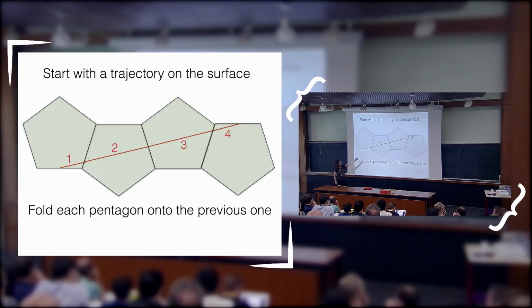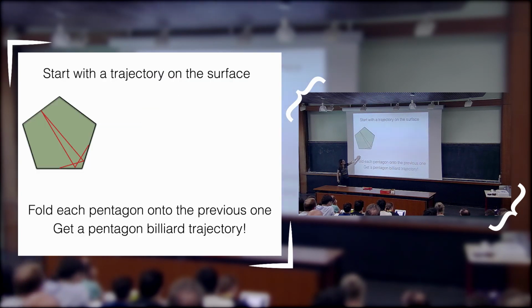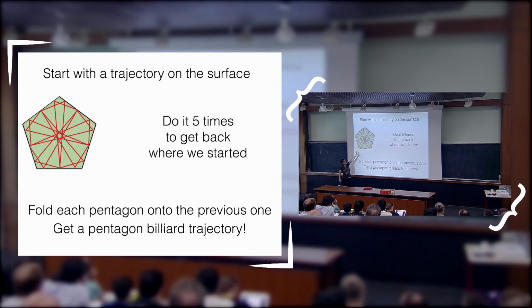If we give each piece its own pentagon, then we can fold it up into a pentagon trajectory, and then we can do it 5 times to get the full trajectory. Okay, so that's how we get trajectories from double pentagon. So we get billiard trajectories from double pentagon trajectories.